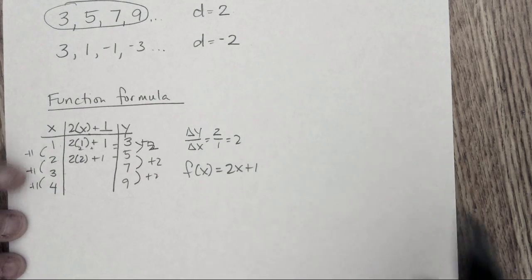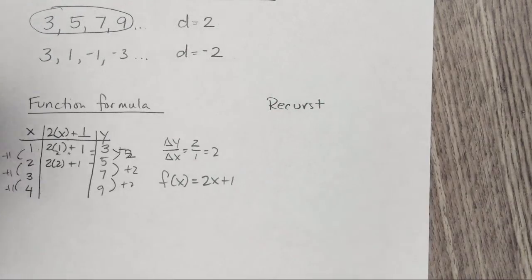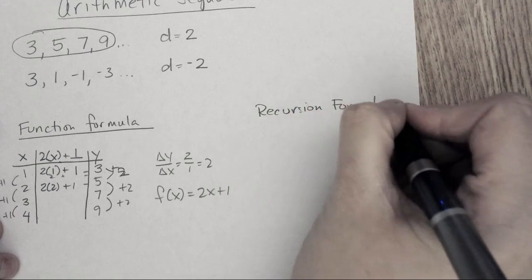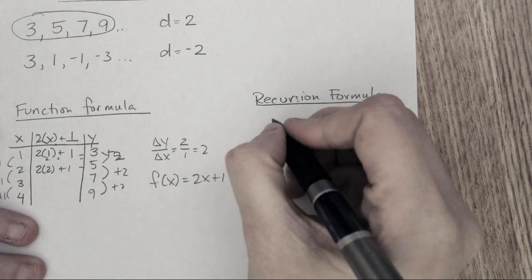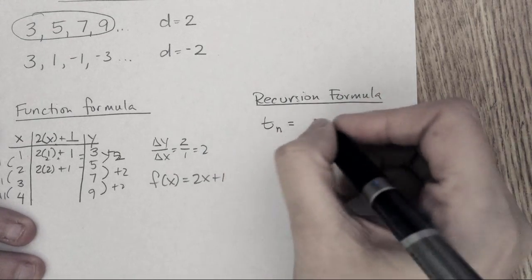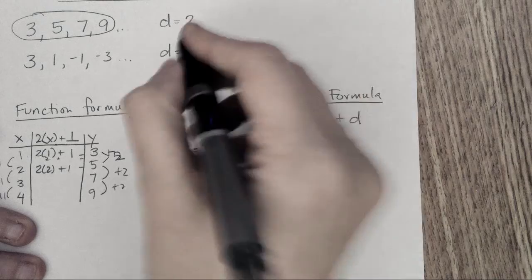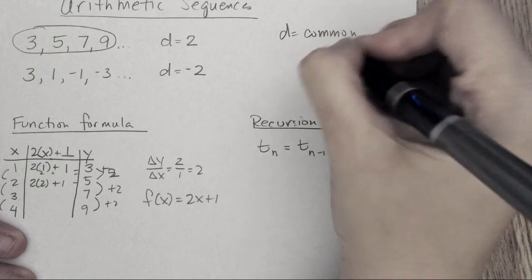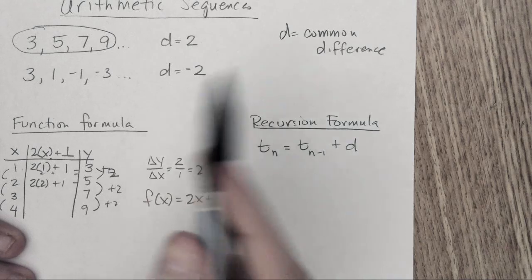We're going to start using 2 other formulas. The first one we're going to do is the recursion formula. That's not even spelled right. Okay, now the recursion formula is a little unusual looking. It looks like this: T sub n equals T sub n minus 1 plus d. d is my common difference, and that is what I add or subtract to each row.